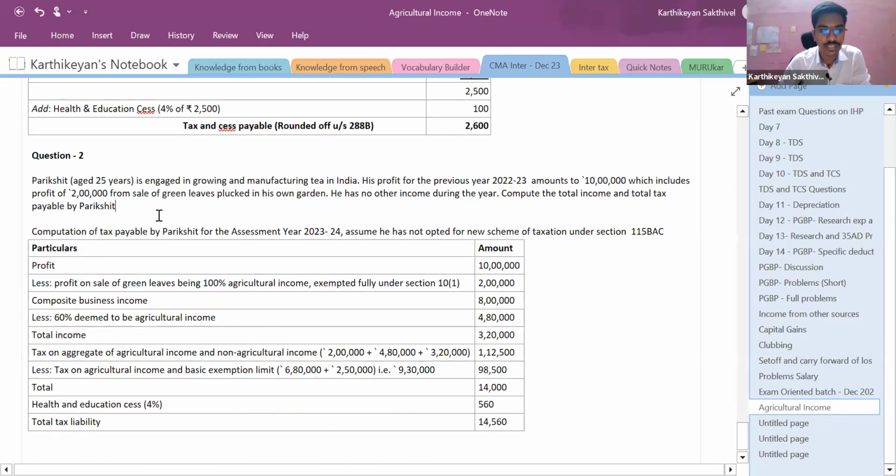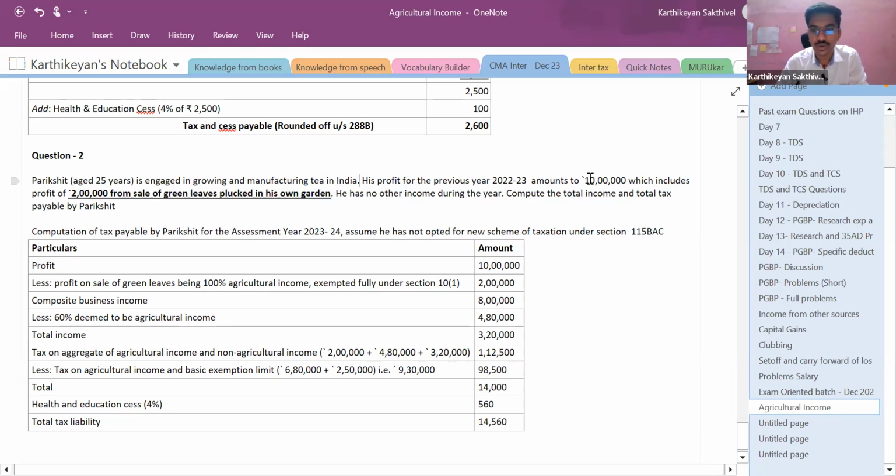Next is Mr. Parikshit, age 25 years, who is engaged in growing and manufacturing of tea in India. His profits for the previous year 22-23 amount to 10 lakhs, which includes a profit of 2 lakhs from sale of green leaves plucked in his own garden. He has no other income during the year. Compute the total income and total tax payable by Parikshit. Right? So the 2 lakhs is from sale of green leaves plucked in his own garden.